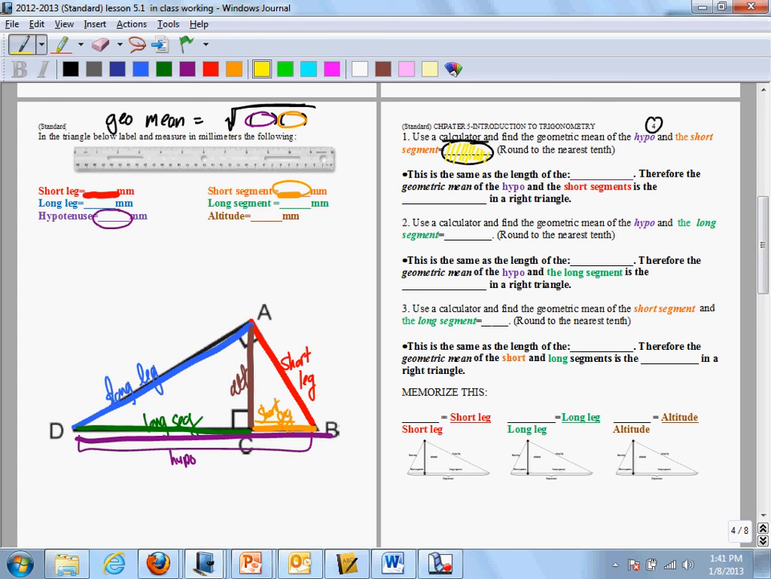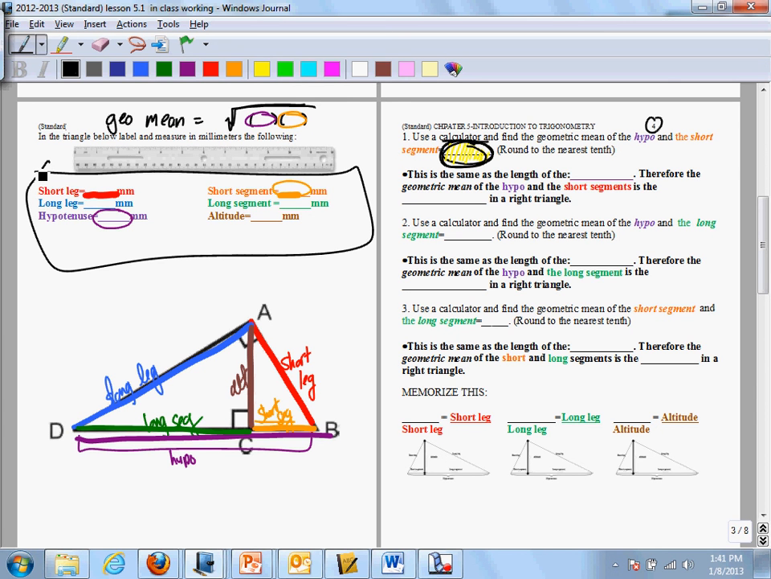Ready? Look up here. Whatever number you got here should match really closely something else in that list, other than the hypo and the short seg. It should match something really close. Try to figure out what it is. Short leg.